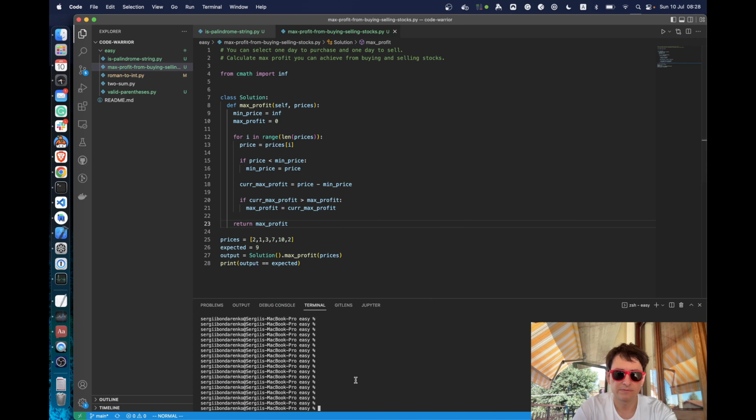Okay, let's run it. Yeah, the test is true. It is what we expect. We expect the profit to be 9. Okay, let's look at how it works with the debugger.